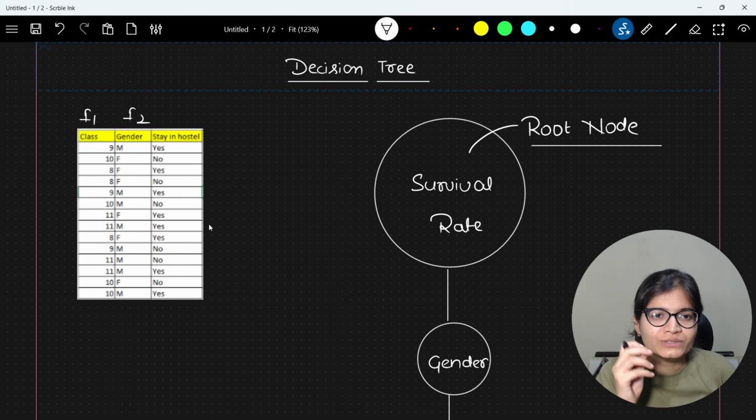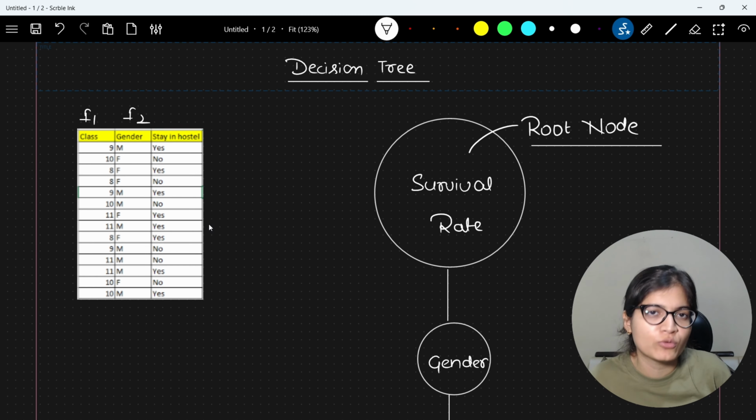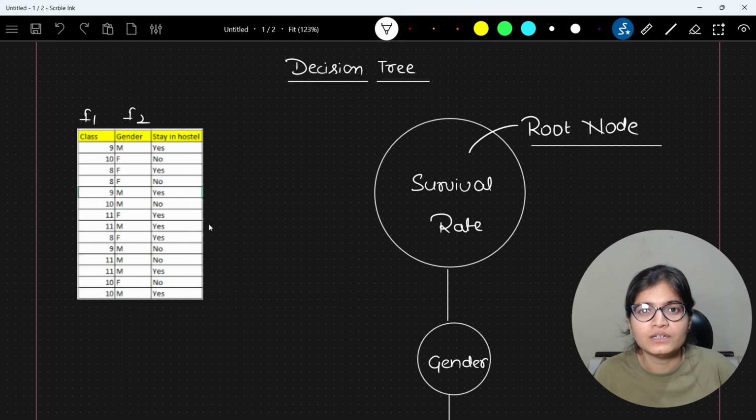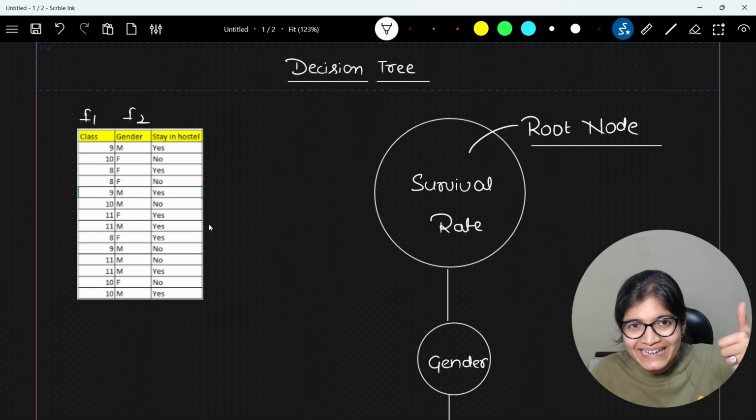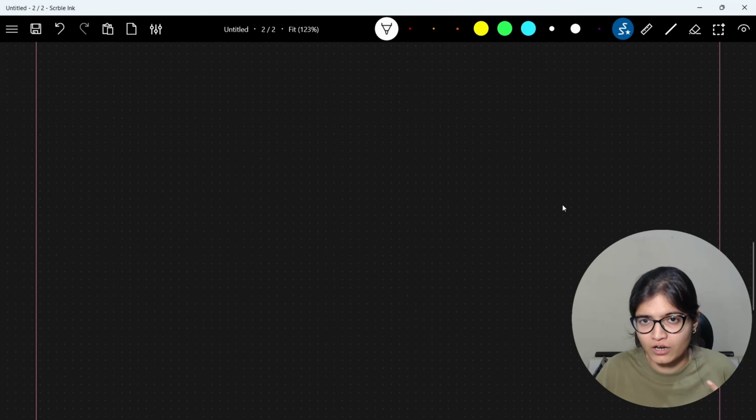How will I get to know that class should be the root node, or that gender will be the root node? In a way, how will I create this decision tree? And that's where the concept of Gini index as well as entropy came into the picture. So there are two important concepts that we have to talk about.